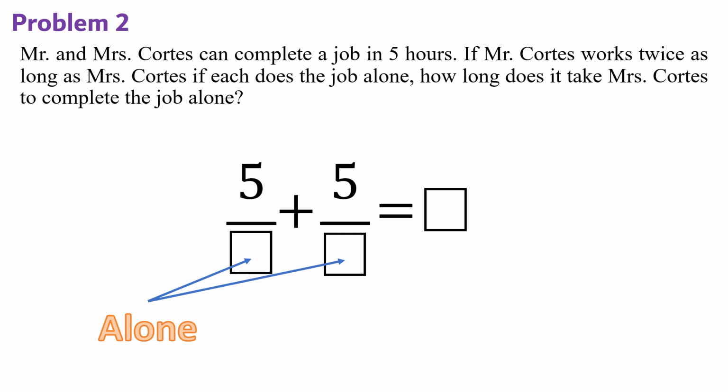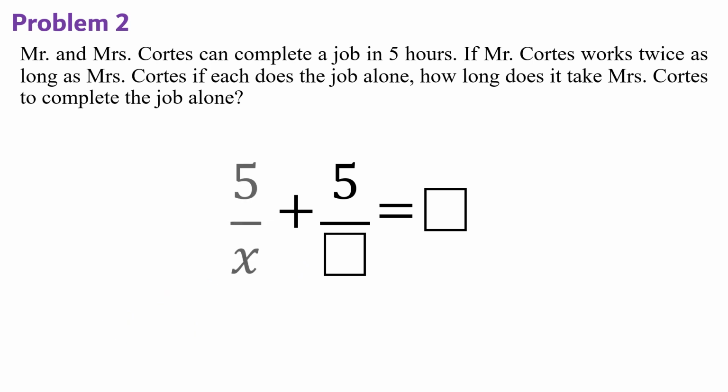It is not given. What is given is Mr. Cortez works twice as long as Mrs. Cortez. So that means for Mrs. Cortez, it is X. And for Mr. Cortez, since it's twice as long, that means it's 2 times X.